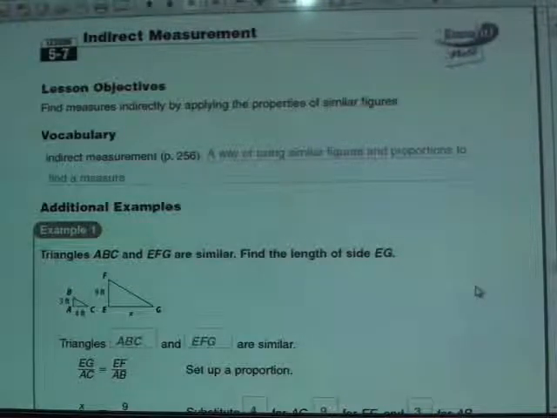So indirect measurement is a way of using similar figures and proportions to find a measure. One of the things that's going to be vitally important for us in almost all of these is a drawing of some type. Drawing out the scenario they give us, or a drawing that might already be there for us, and using that picture, creating a similar orientation so we can see how things match up. And that's exactly what they're showing us here in number 1. So let's go ahead and start looking at number 1.